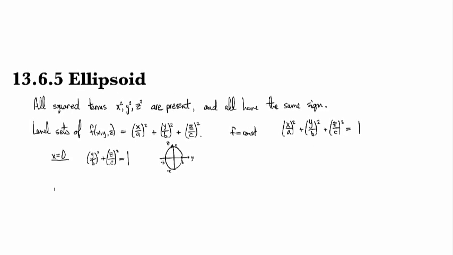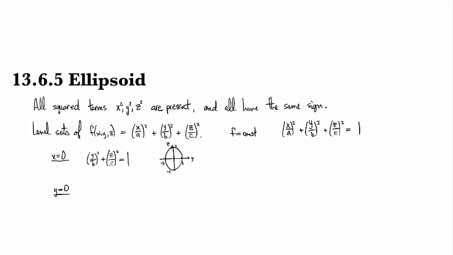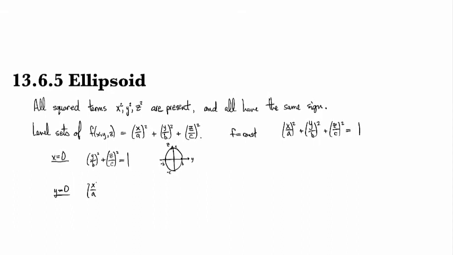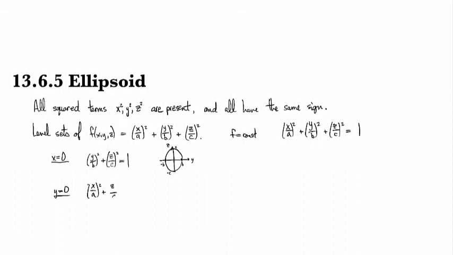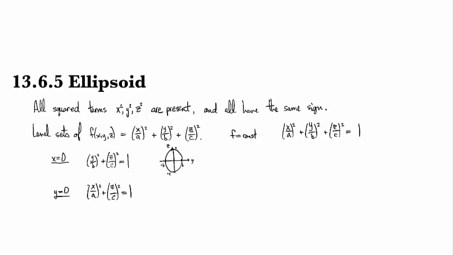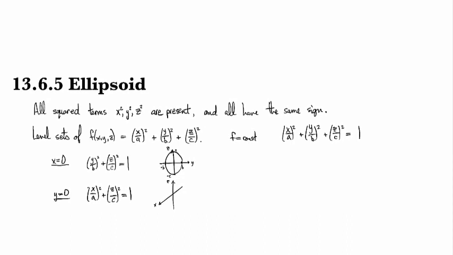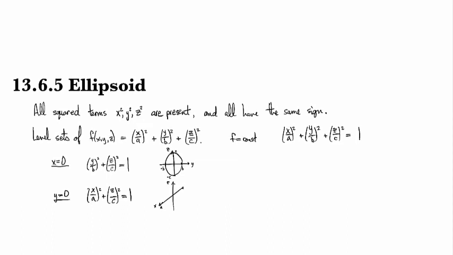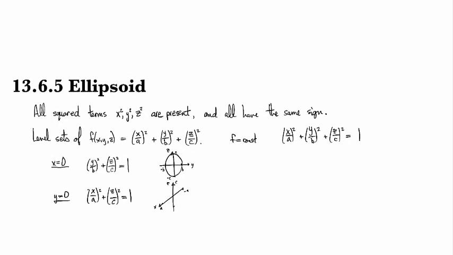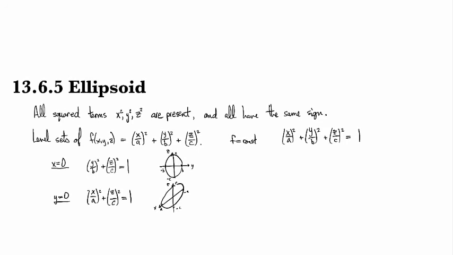And if we do y equals 0, then we'll have (x over a) and (z over c), both squared. So y is equal to 0, so that's going to be this one that looks like x and z. And x will cross at positive and negative a, and z will still cross at positive and negative c. And we'll have some ellipse going that way.